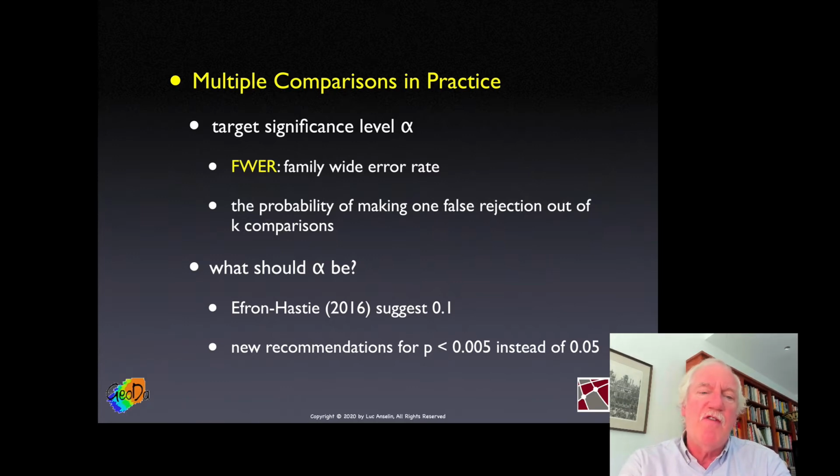But one notion, when you have multiple comparisons, is to set some kind of target level, something that you're comfortable with as an overall type 1 error. And this is sometimes referred to as a family-wide error rate. And basically, it is the probability of making one false rejection out of a number of comparisons. And then, of course, the discussion is what should this target level be? And some people argue for a fairly high target level, like 0.1. And then you have this other literature about replicability and reproducibility in research, which argues for much tighter p-values. In fact, there's an article in Science that suggests instead of this classic 0.05, we should be using 0.005. And so it's not at all clear what exactly should be used.